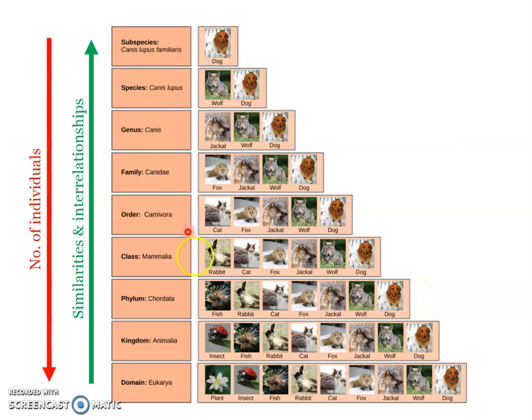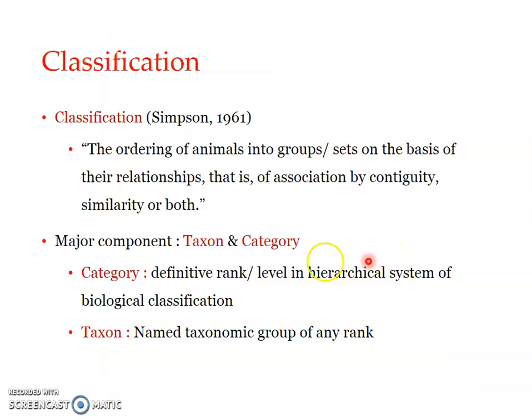This is what a hierarchical system is. You can see there is a hierarchy. Here there is a very small number, then the number of individuals increases, and then further. Likewise, it is increasing, isn't it? So there is a hierarchy. And in this hierarchical system of classification, you have a definitive rank.